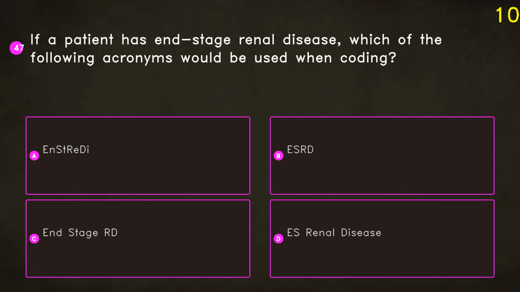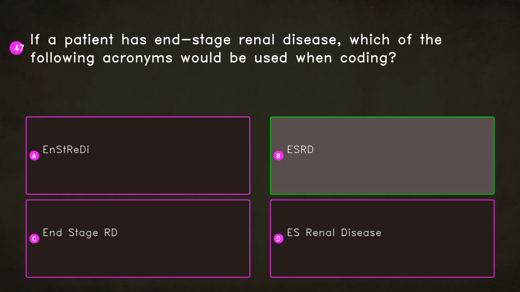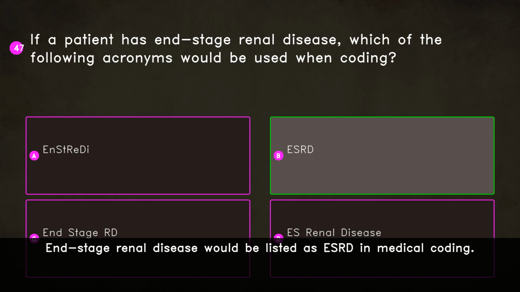Question 47. If a patient has end-stage renal disease, which of the following acronyms would be used when coding? A. NSTREDB, B. ESRD, C. ESRDC, D. ES renal disease. The correct answer is ESRD. End-stage renal disease would be listed as ESRD in medical coding.